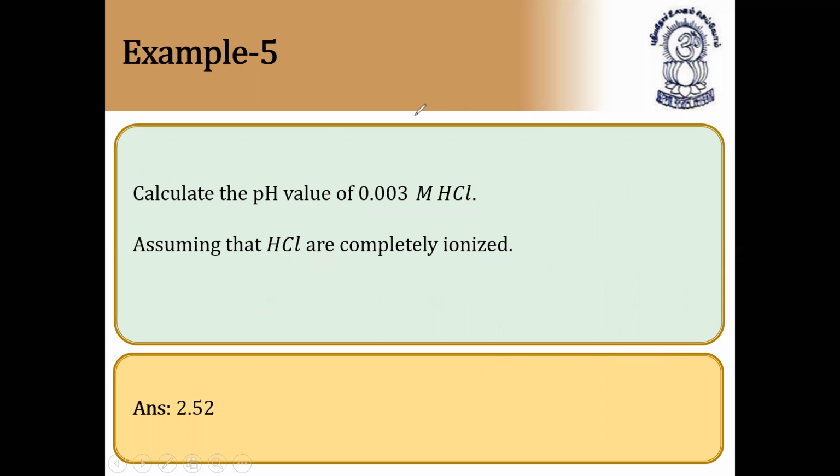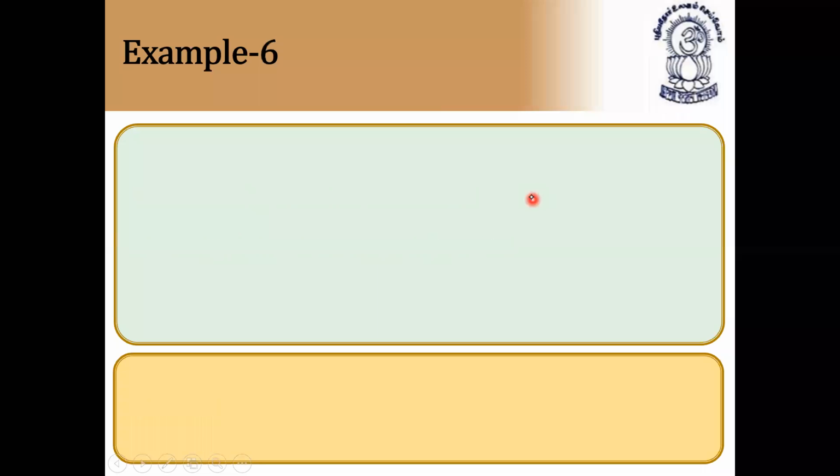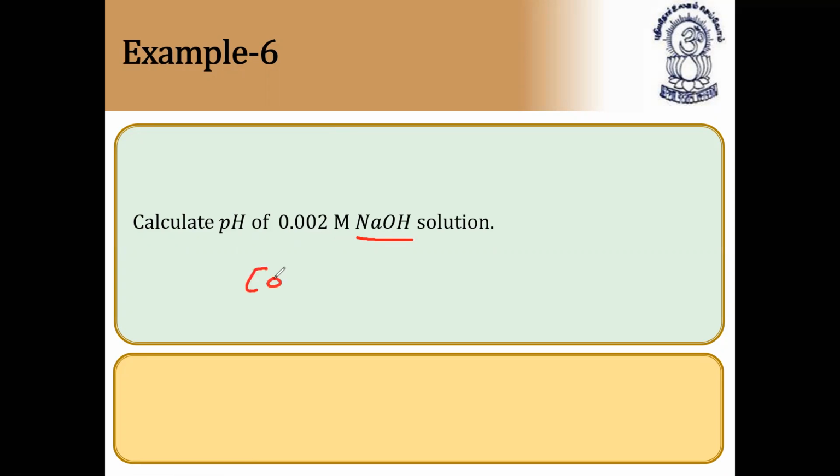Next question. Calculate the pH of 0.002 molarity NaOH solution. See, this is a base. NaOH, by seeing itself, we can say base. And they have given the concentration of OH minus. First, the concentration of OH minus is equal to 2 into 10 to the power of minus 3, because NaOH gives OH minus ions.